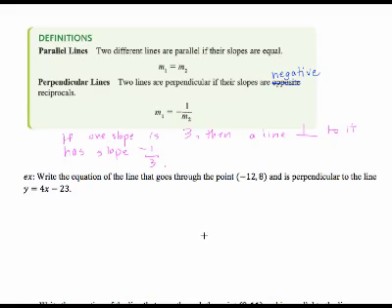Okay, so let's start with the perpendicular. Let's write the equation of the line that goes through the point (-12, 8) and is perpendicular to the line y equals 4x minus 23. Okay, so there's two lines going on here, right? We want the equation of a line that goes through this point, but that's perpendicular to this line. So this line has slope 4.